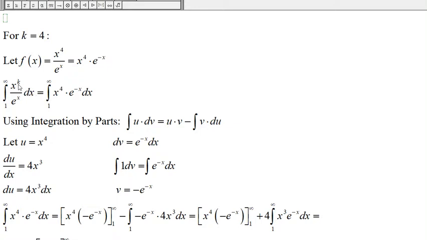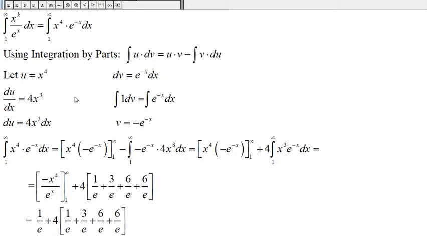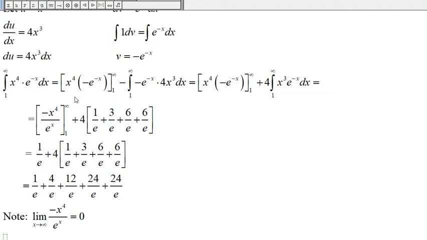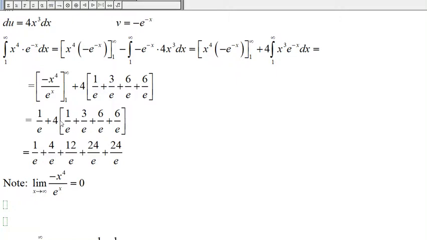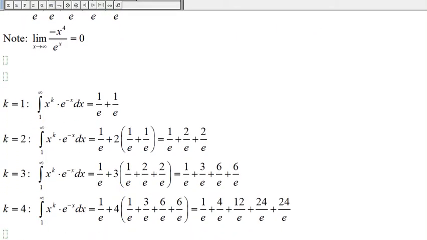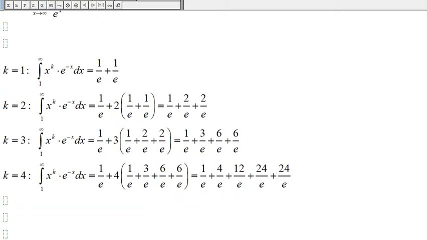And then when k is 4, then we'll get the integral of x to the 4 times e to the negative x. And then we'll use integration by parts again. And then we'll end up with this result. And now let's put it all together. So these are the results for when k is 1, k is 2, k is 3, and k is 4.